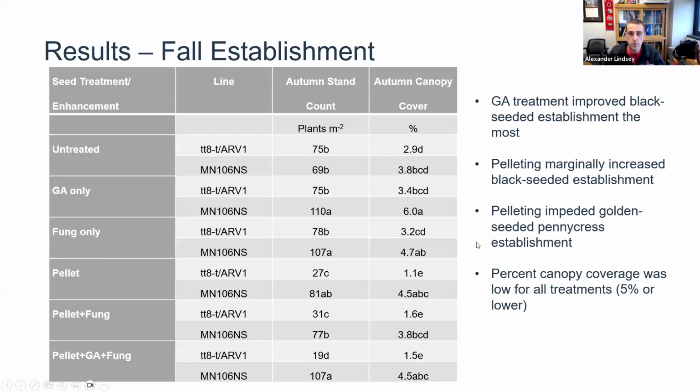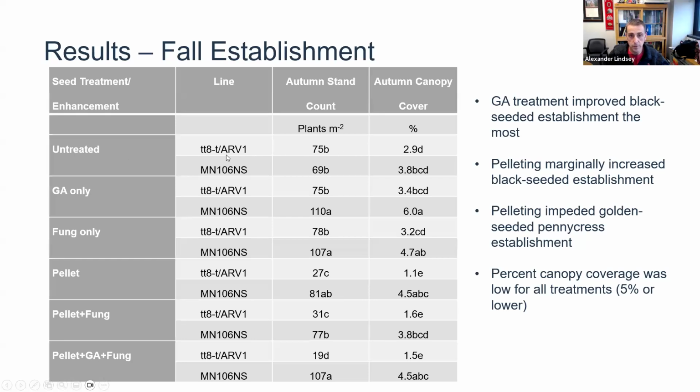In general, what we saw was that as we measured autumn establishment, GA treatment really did improve black seeded establishment in most cases. If we look at the Min 106 NS, we saw a significantly greater percent canopy cover and stand counts when treated with gibberellic acid here, as well as when gibberellic acid was included in the pellet itself. Pelleting also did increase fall establishment for the black seeded type.